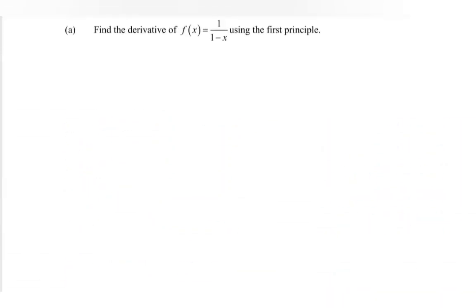Hello everyone, in this video I'm going to discuss the example for differentiation. Find the derivative for f(x), where we have the function 1 over 1 minus x, using the first principle. So here we have the formula for the first principle.